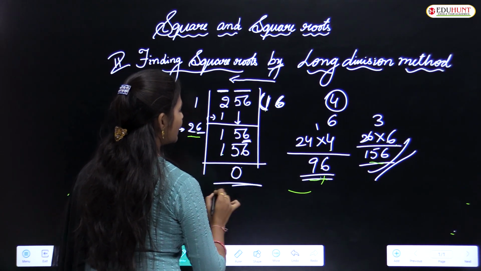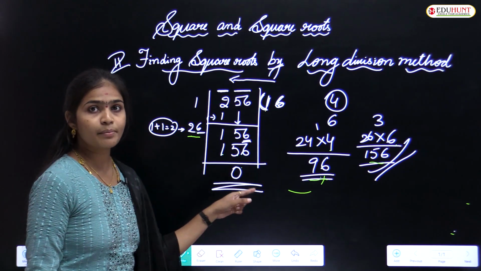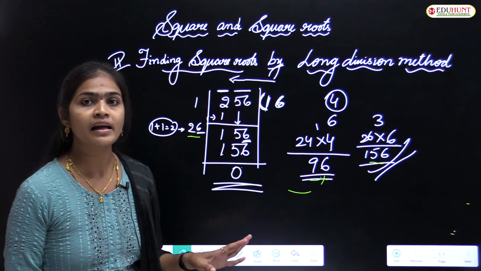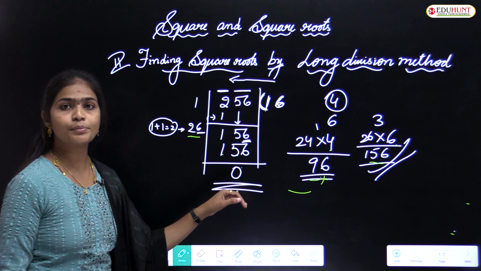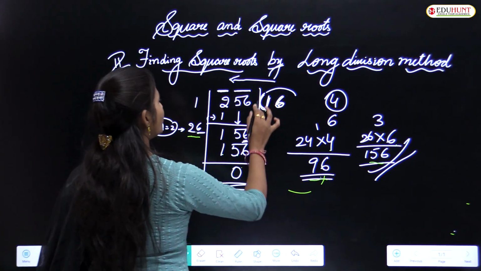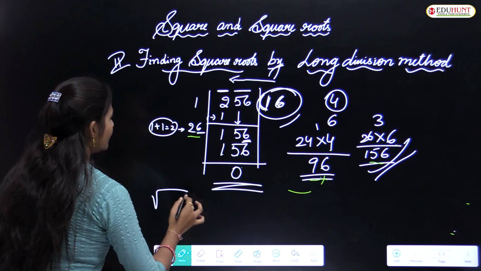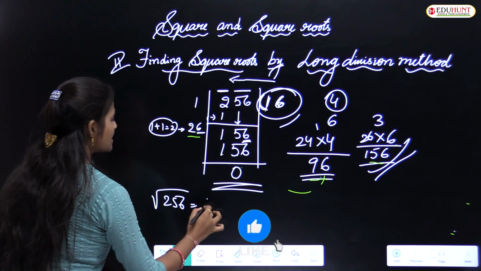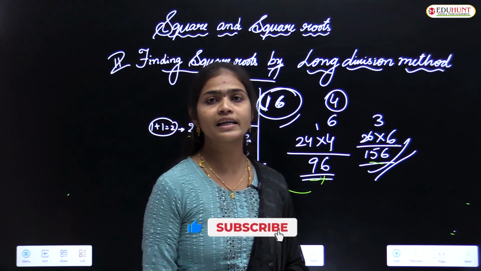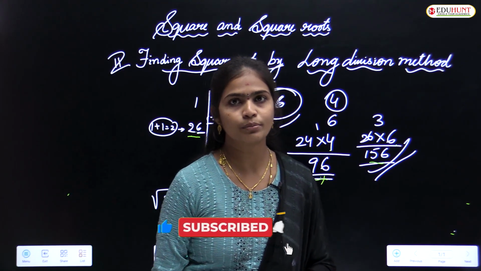So its remainder should be 0. Its remainder should be 0, then only the given number is a perfect square. For example, if you get any other remainder, then that is not a perfect square. So what is the square root here? That is 16. So the square root of 256 is equal to 16. This is the long division method. I'll tell you one more example.